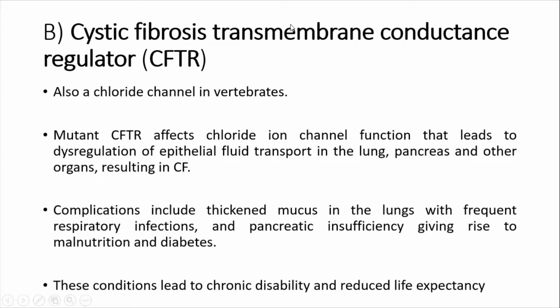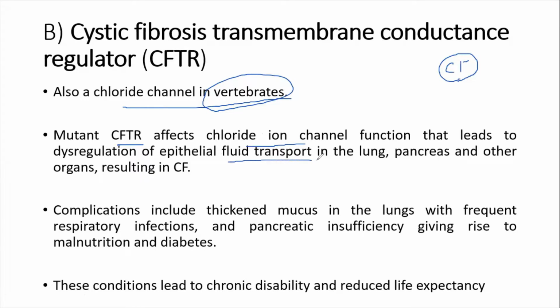Now this is also known as the chloride channel in the vertebrates. So it is clear now that even though we have ion channels for chloride ion, we also have a separate channel in the vertebrates which has a different function. Now, if there is a mutant CFTR, it affects the chloride ion channel function, which leads to dysregulation of epithelial fluid transport in the lung, pancreas, and other organs, resulting in cystic fibrosis. Cystic fibrosis is a disease condition, okay?